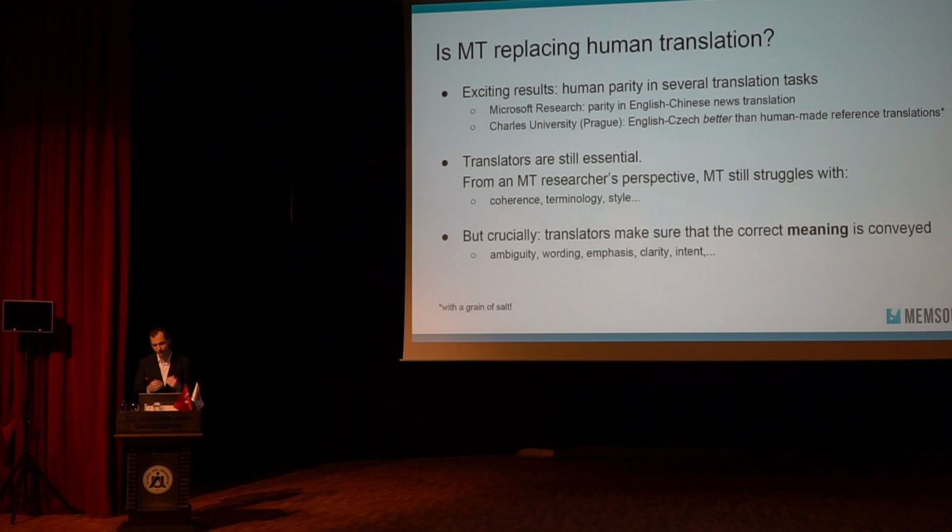You have to make sure that you convey the correct meaning from the source to your translation. You have to account for ambiguity both in the source and in your translation. You have to be very careful with choice of wording. You have to preserve the emphasis that was there in the original text. You have to make sure that it's completely clear to understand. You should convey the original intent of the text as well.